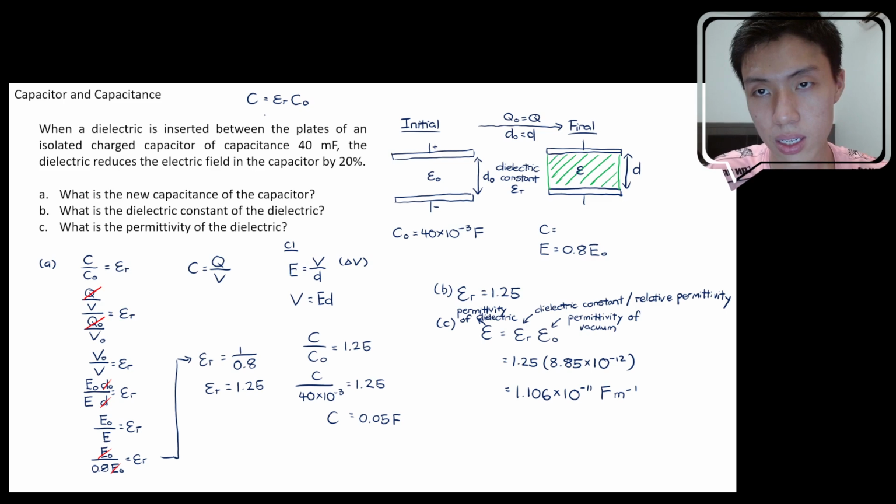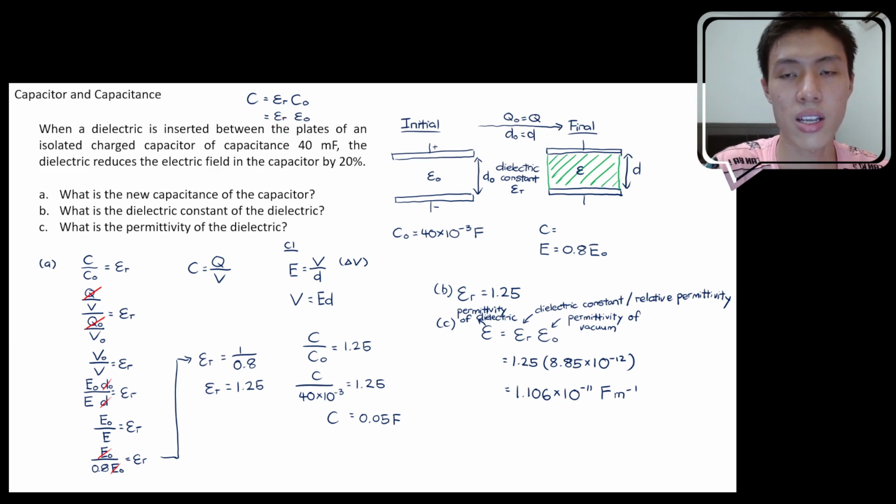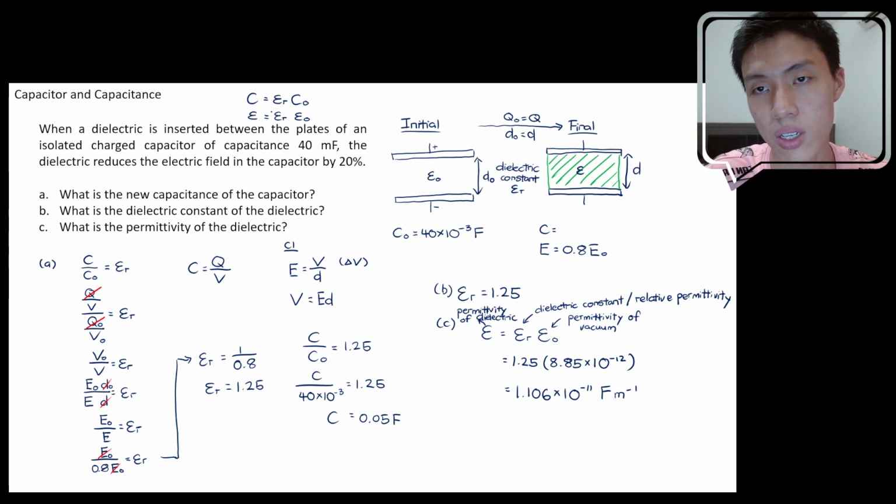The permittivity when it's vacuum is this much, but it will improve due to the presence of dielectric by a certain factor, and that factor is epsilon r, or the dielectric constant. Then finally, what's the permittivity? It will be just this epsilon sign over here. So this is the relationship that we are using to solve this question.